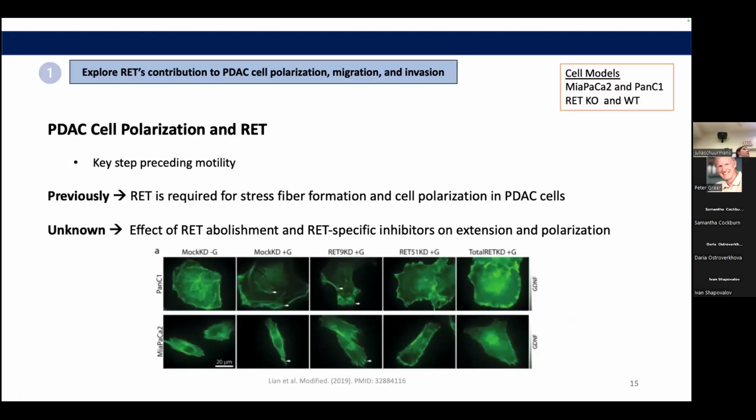So back to my aims. First, I'm going to look at PDAC cell polarization and RET. So cell polarization is a key step that precedes motility, specifically directional motility. And previously, Dr. Leanne showed that RET is required for stress fiber formation in these cells, but what's unknown is the effect of RET abolishment, so complete RET knockout, and RET-specific inhibitors on extension formation and polarization.